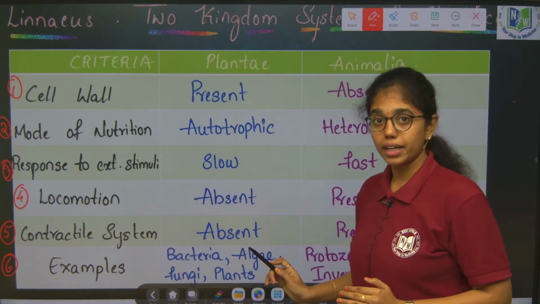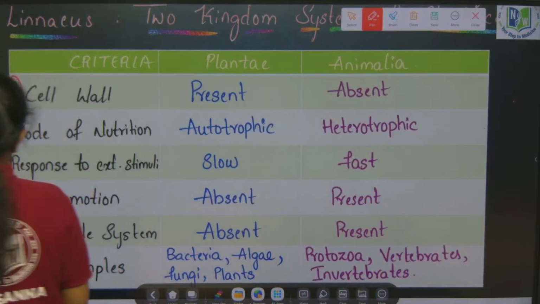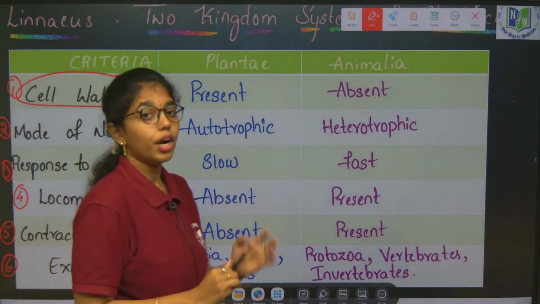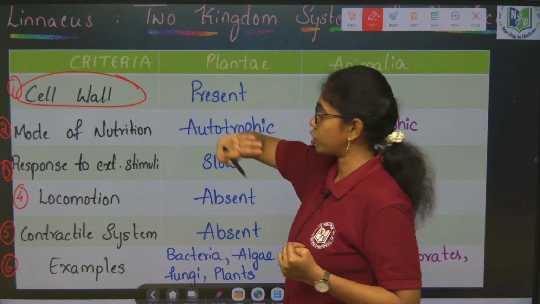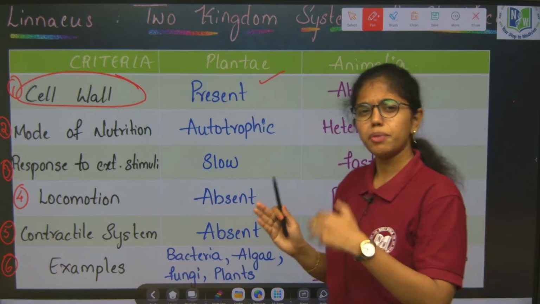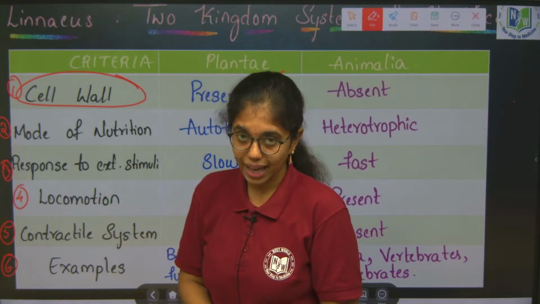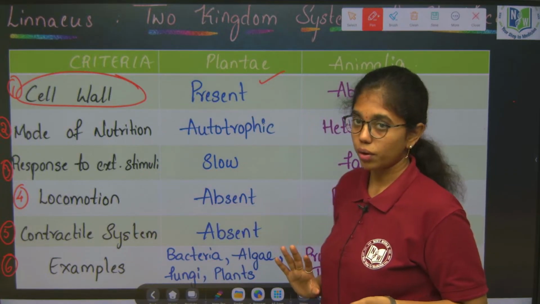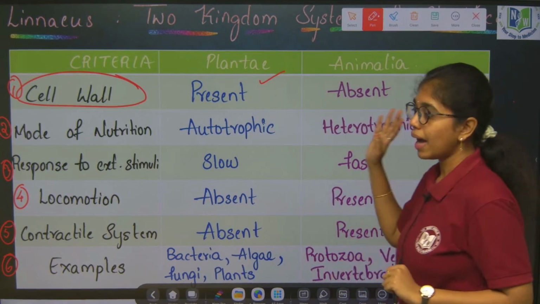Of these 5 criteria, which is the most important? The most important criterion is cell wall. Cell wall is the major criterion for the two kingdom system of classification. In Plantae, cell wall is present. Those cells, be it prokaryotic, eukaryotic, unicellular, multicellular, all those organisms which have a cell wall are placed under the kingdom Plantae, and those that do not have a cell wall are placed under the kingdom Animalia.